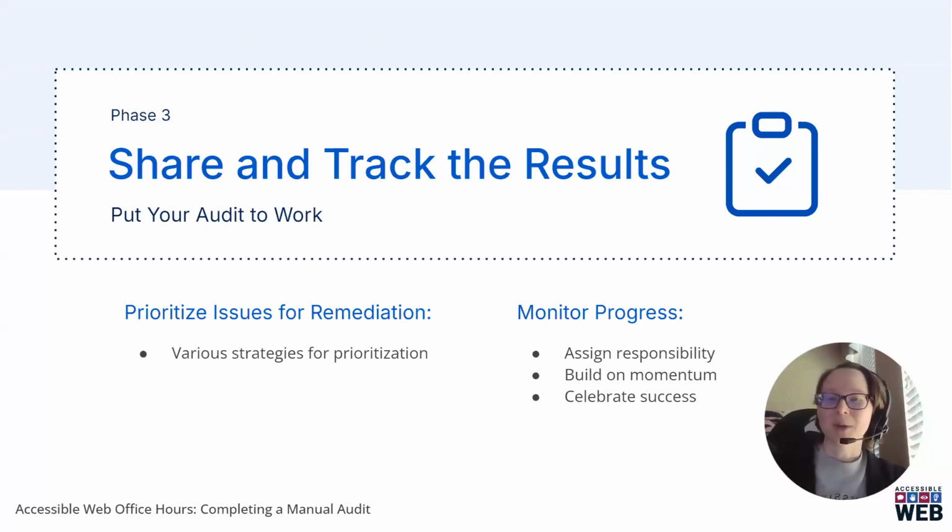It's also important to monitor progress so you can assign responsibility and accountability for fixes. You can build on your momentum, and you can celebrate success when you see how far the site has come. So now that's an overview of our recommended process for approaching a manual audit. And now I'm going to switch over to RAMP so we can look at a quick example of how our manual audit grid supports these 3 phases of planning the audit, conducting the audit, and sharing and tracking results.